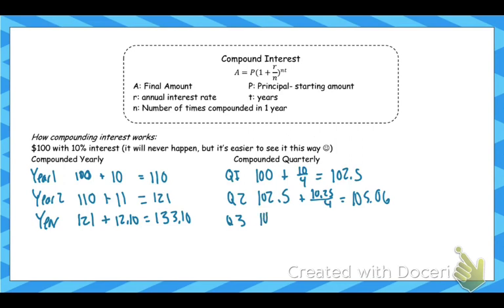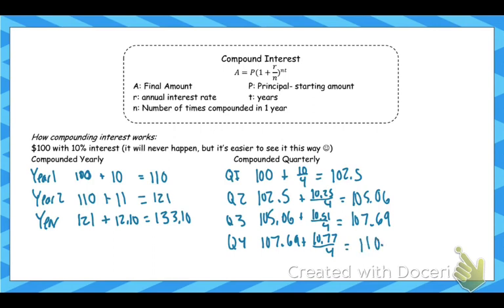All right, quarter three. I start with the 105.06. I get a quarter of the 10% interest, so $10.51 divided by 4, which is going to be $107.69. Quarter 4, I start the same way. I add that 10% interest. I take a fourth of it because it's a quarter, and that would give me $110.38. The end of the fourth quarter of the year is the end of year 1.